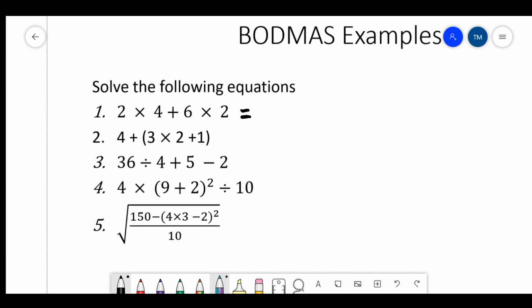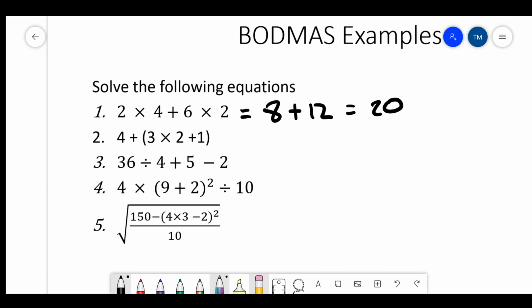The first one we have is 2 times 4 plus 6 times 2. Now, we don't have any brackets, we don't have any powers, we don't have any division, but we do have multiplication. So we do the multiplication first. We do 2 times 4 first, which is 8. And then we do 6 times 2, which is 12. So we end up with 8 plus 12, which is equal to 20.